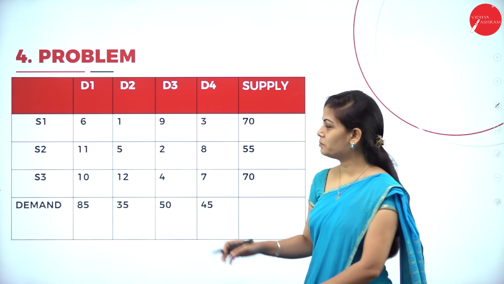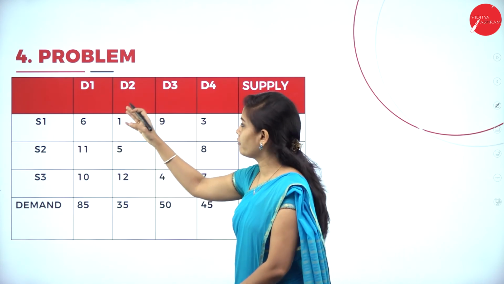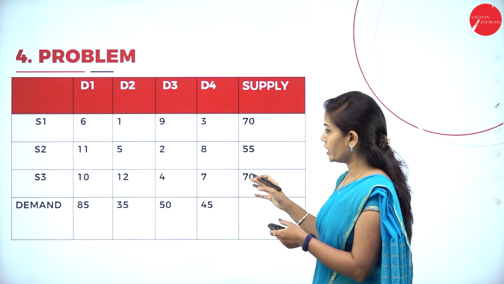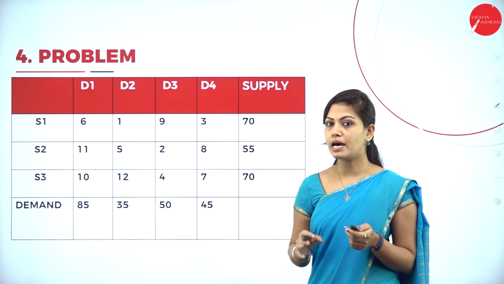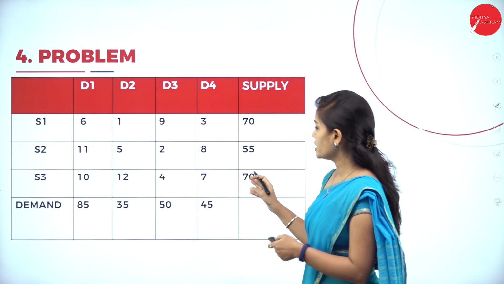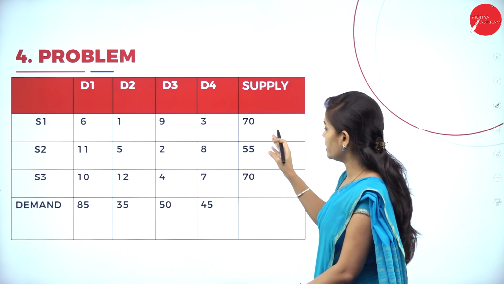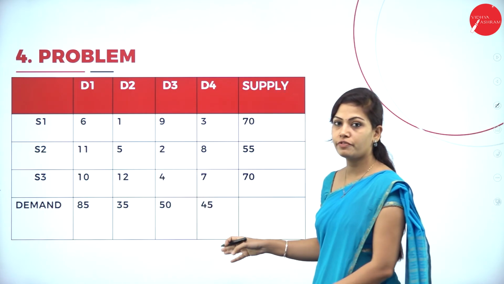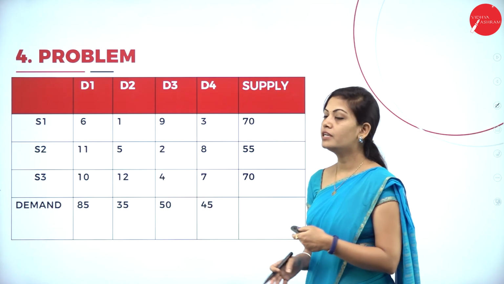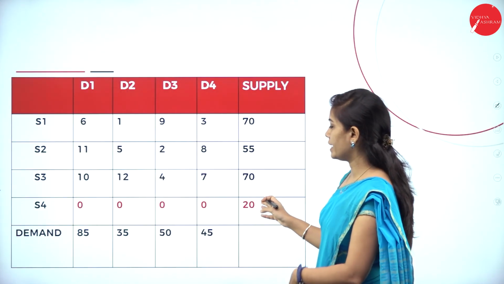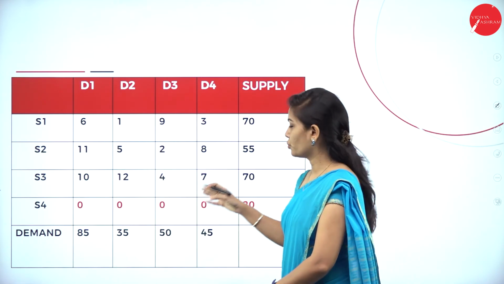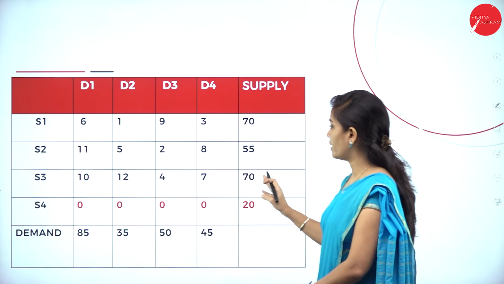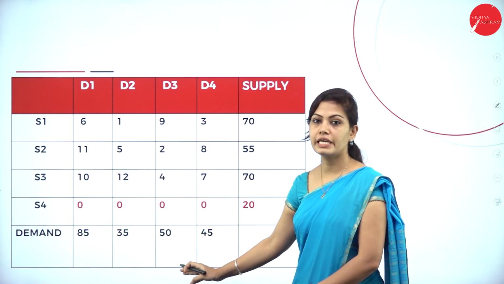And the last problem, the fourth problem, we have 4 destinations and we have 3 sources. So, here first you have to find whether it is balanced or unbalanced. Just cross verify this. We have 70, 55, 70 and 85, 35, 50 and 45. It is an unbalanced problem. So, make it balanced by adding dummy row. Now you can find the demand value and supply value. Both the values are same.